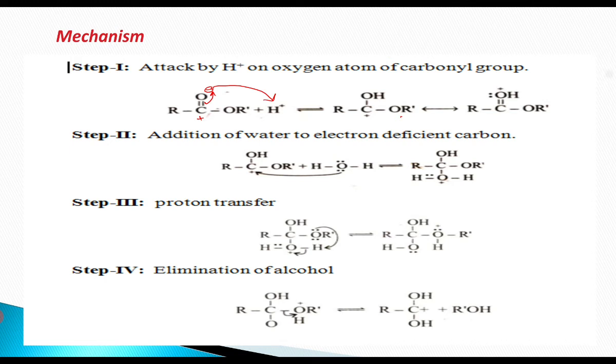Okay, next, addition of a water molecule to the electron deficient carbon atom. So as this is electron deficient, the water molecule with the lone pair of electrons on the oxygen atom goes and attacks the electron deficient carbon atom. See here. Therefore, in this way we are getting R-C-OH-OR dash, and this is the water molecule attached. Next, proton transfer takes place from the water molecule to this alkoxy group here.